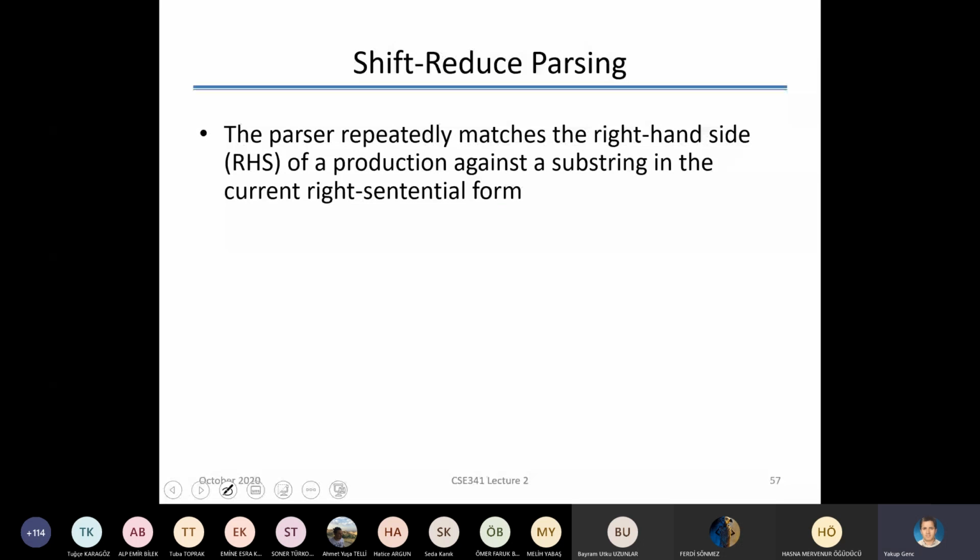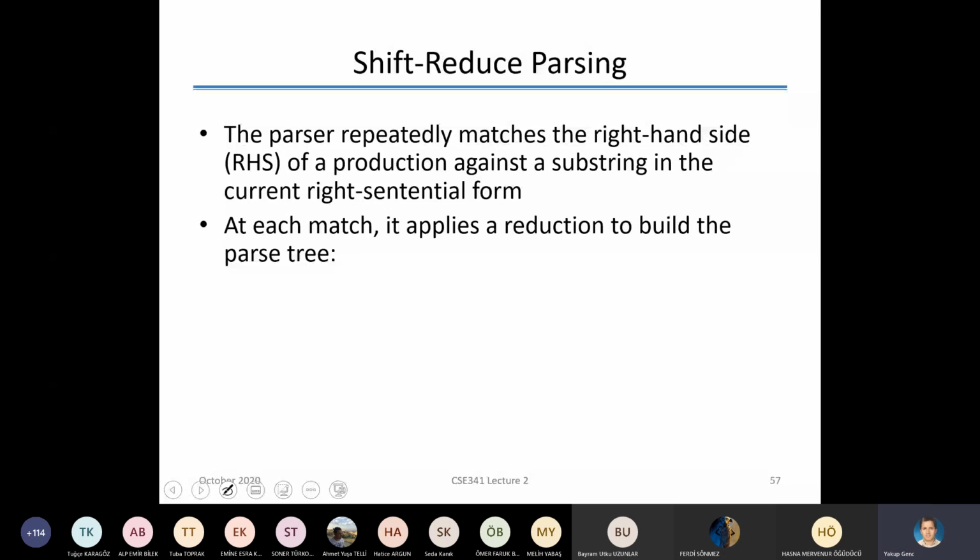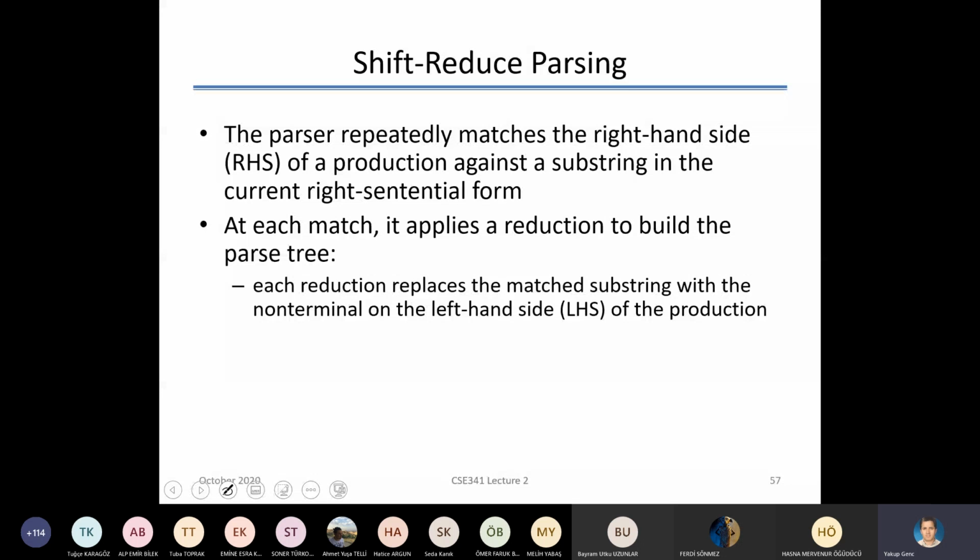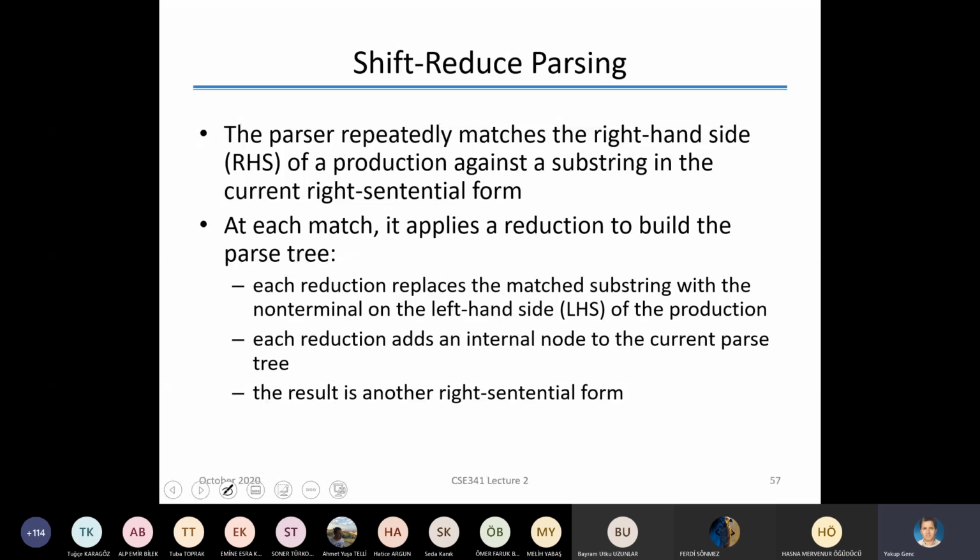So the parser repeatedly matches the right-hand side of a production against a substring in the current right sentential form. This is the right sentential form. At each match, it applies a reduction to build the parse tree. Each reduction replaces a matched substring with the non-terminal on the left-hand side of the production rule. Each reduction adds an internal node to the current parse tree. The result at the end of this reduce step is another right sentential form.